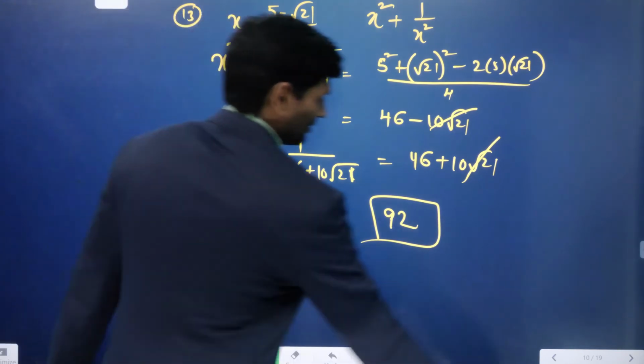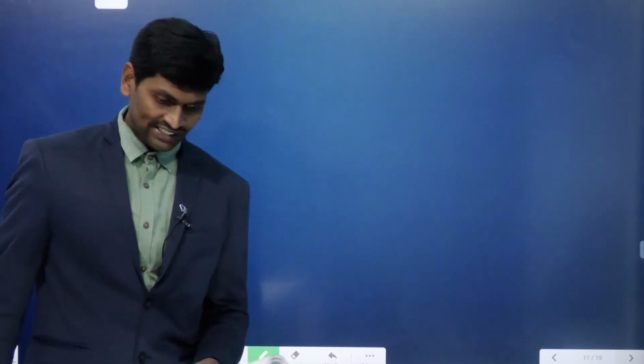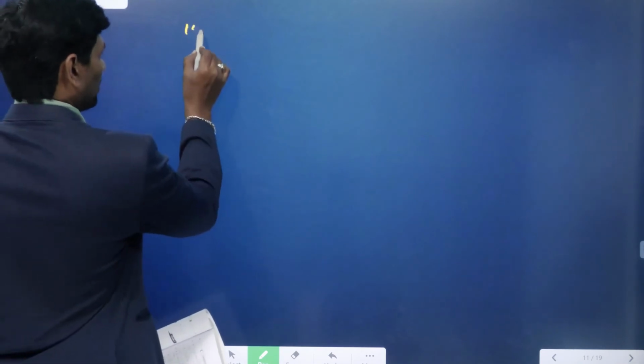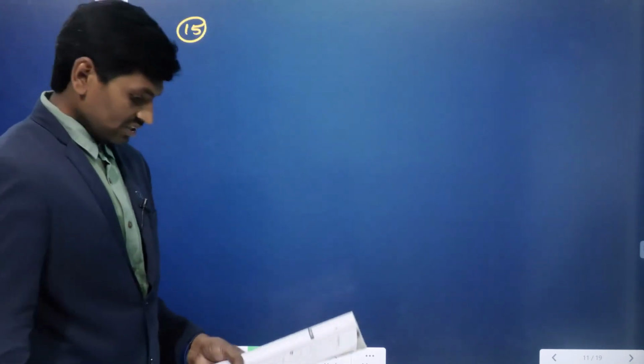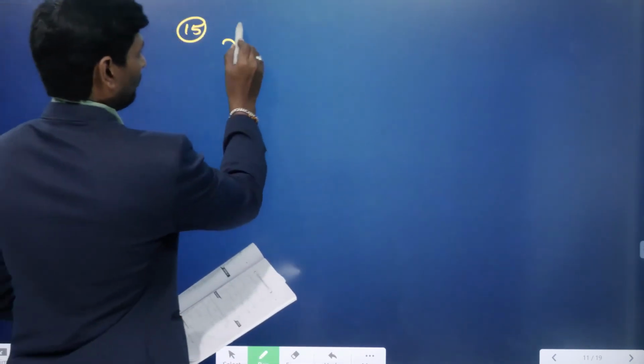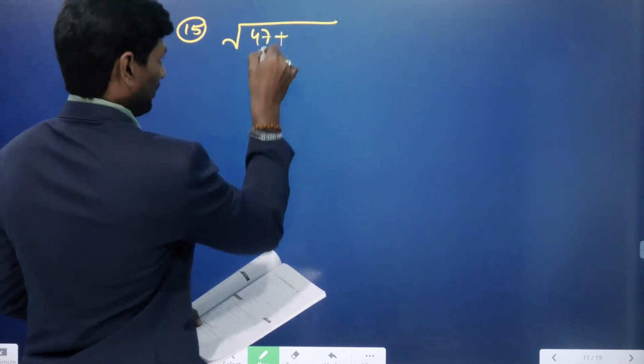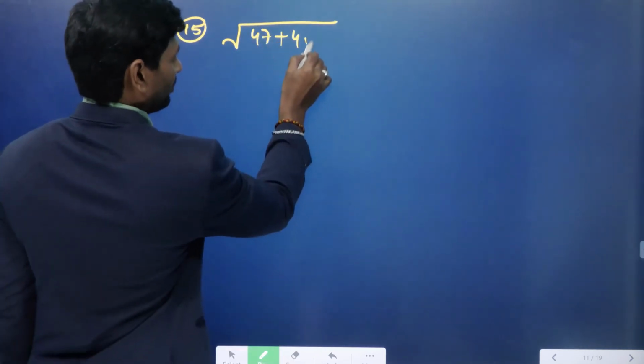Next. Question number 14. Yeah, 14 is the same as the 12th one, but the value is not given. You can rationalize the denominator and simplify that. You will get it. And I am just explaining question number 15. Question number 15 is square root of 47 plus 4 into root 33.